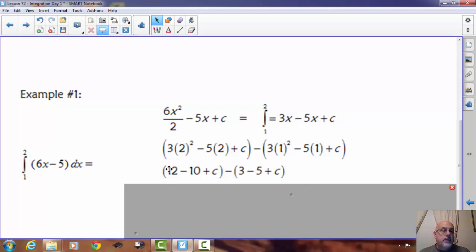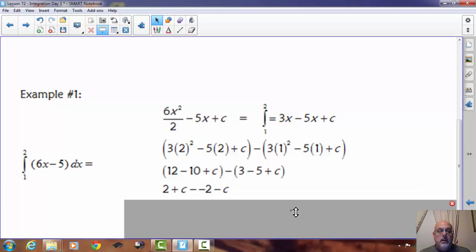2 squared is 4 times 3 is 12, minus 10 plus c, minus, keep everything in parentheses at this stage. 1 squared is 1, 3 times 1 is 3, minus 5 plus c. When we can combine like terms here, 12 minus 10 is 2, plus c, minus, that minus sign comes from there. Now we're going to look at what's in the parentheses. 3 minus 5 is negative 2.